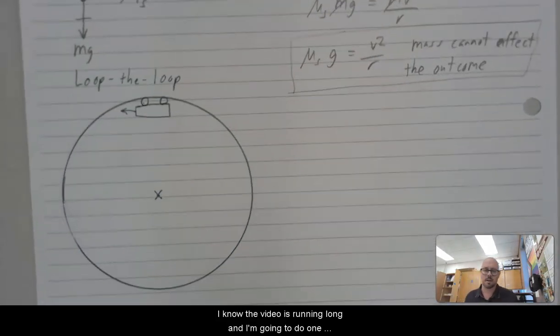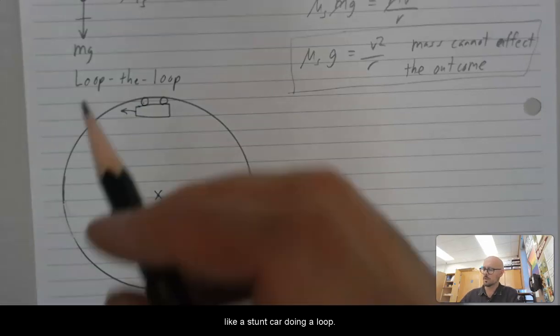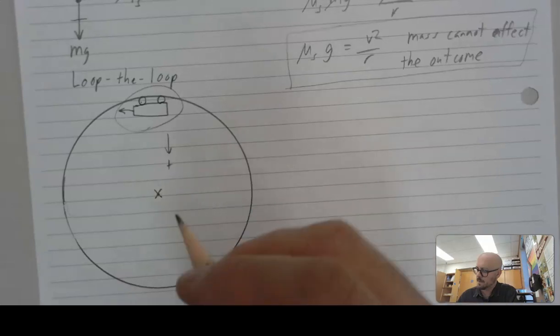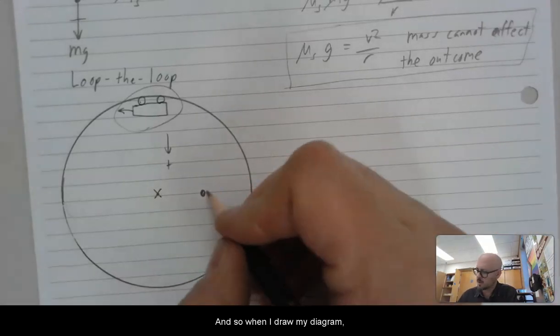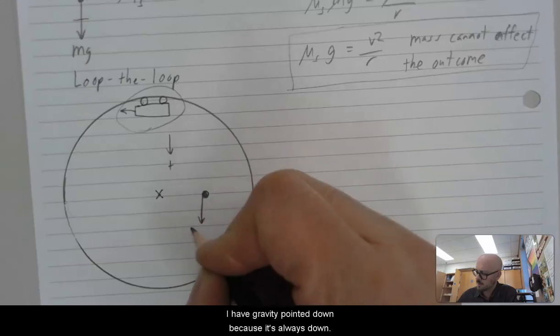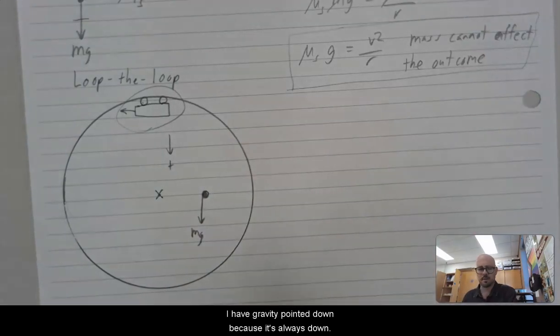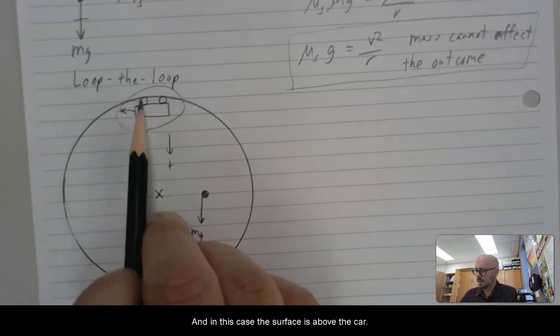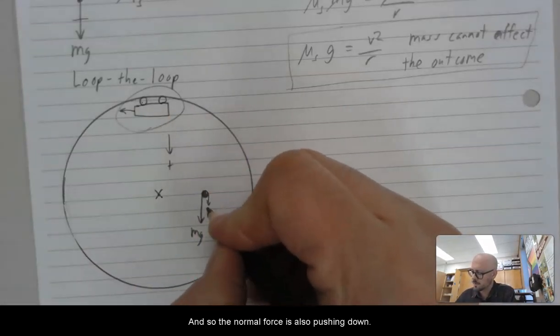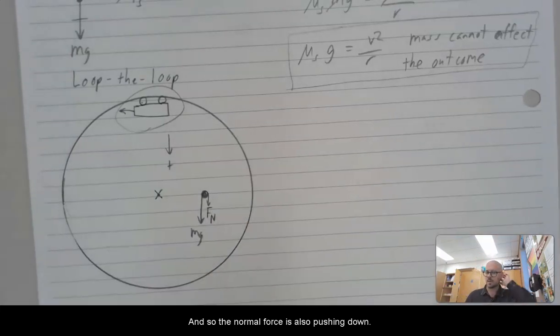I know the video is running long, and I'm going to do one last example, and that's the loop-the-loop. So we have a car that's like driving around a circle, like a stunt car doing a loop, and we're going to draw some forces for that. Down is positive, and so when I draw my diagram, I have to think about, okay, I have gravity pointed down, because it's always down. And in this case, the surface is above the car, and so the normal force is also pushing down.